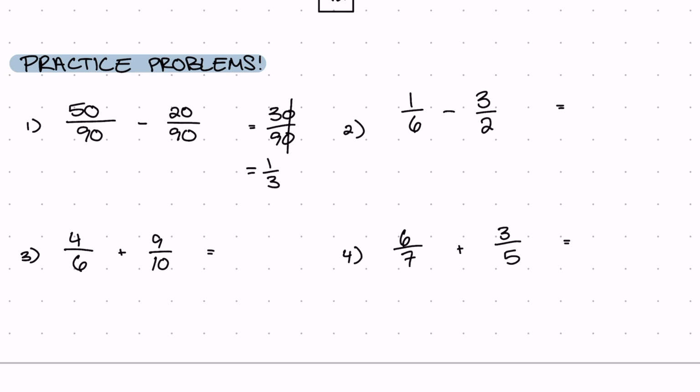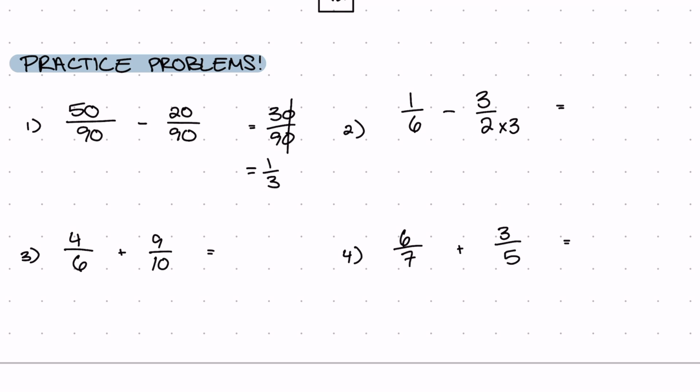For the second problem, we have 1 over 6 minus 3 over 2. So we can make the denominator here a 6 by multiplying it by 3. So if we multiply this by 3, it becomes 6. But we just changed the value of the fraction because we just multiplied this entire fraction by 1/3.